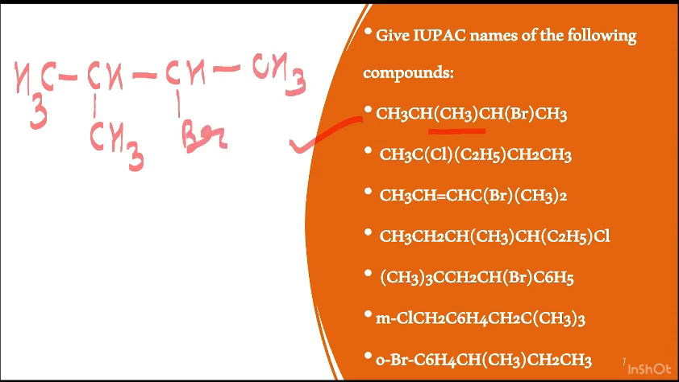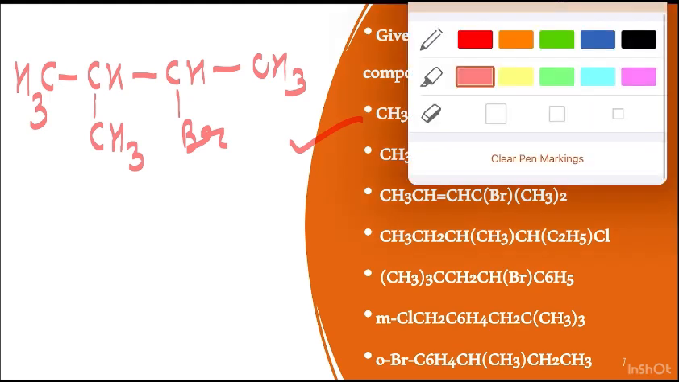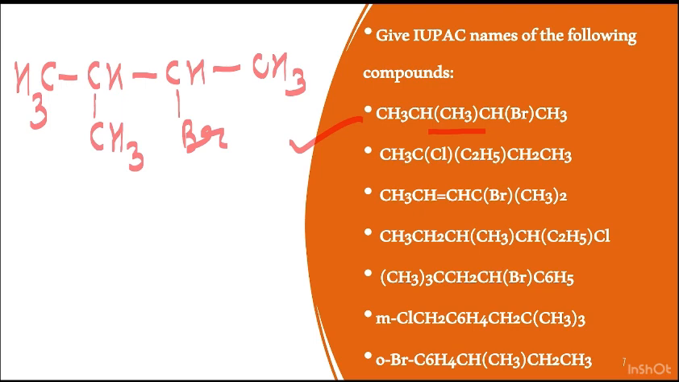I hope it seems very easy now. It is actually very easy once you draw it like this. Start numbering from the side from where the substituent bearing carbons are getting the lowest possible number. So it is getting 2, 3, 2, 3 from both the sides.